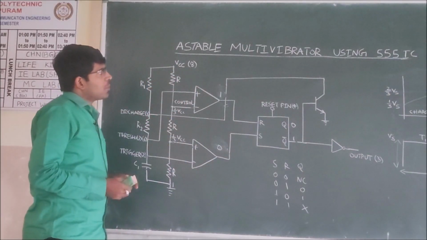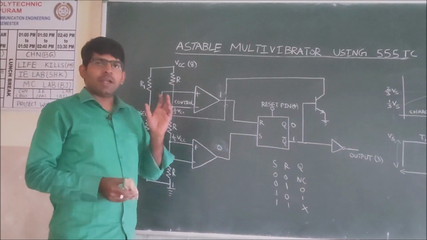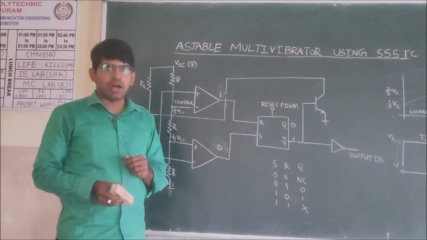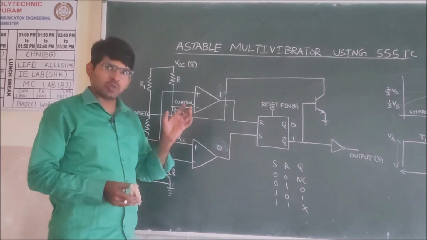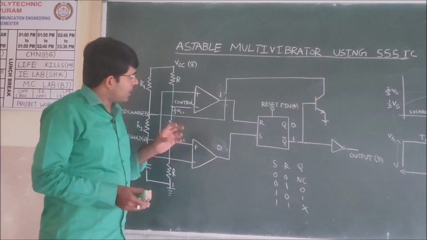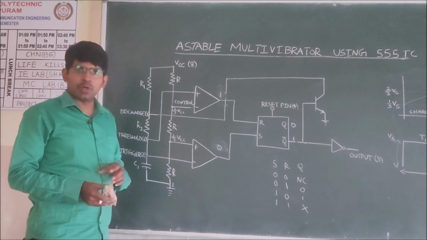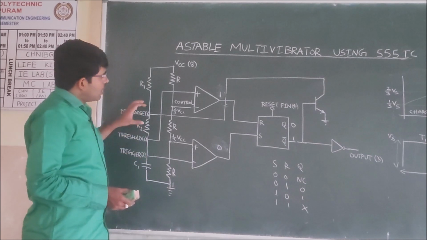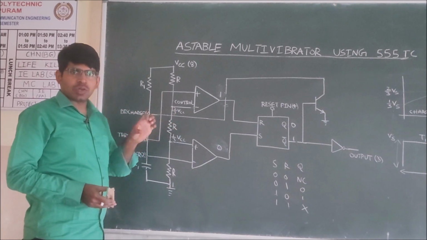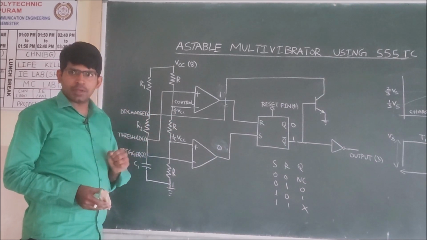Now we are discussing astable multivibrator using 555 IC. We already discussed astable multivibrator using op-amp. Here we are trying to discuss the astable multivibrator by using the 555 IC. Astable multivibrator is also called a free-running multivibrator.